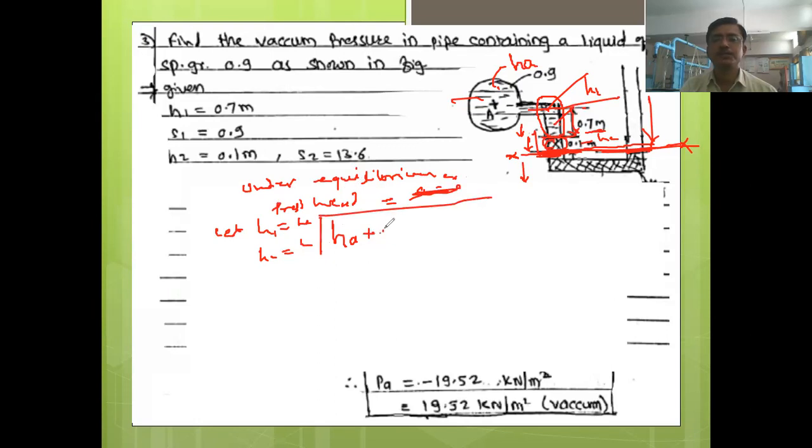Okay, HA plus h1s1 plus h2s2 on the left side, in the left limb above the datum, must be equal to the pressure head in the right limb above the datum. So this is the datum line. What is the pressure head here in the right limb? Who will tell me? Is there any liquid, any fluid in the right limb?